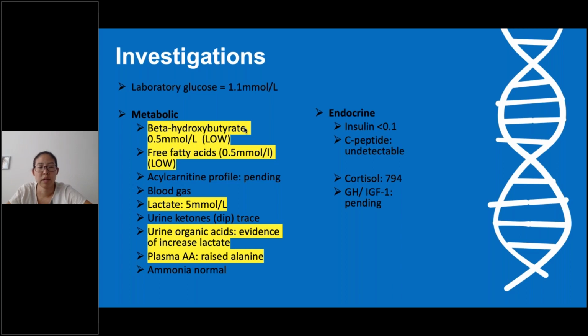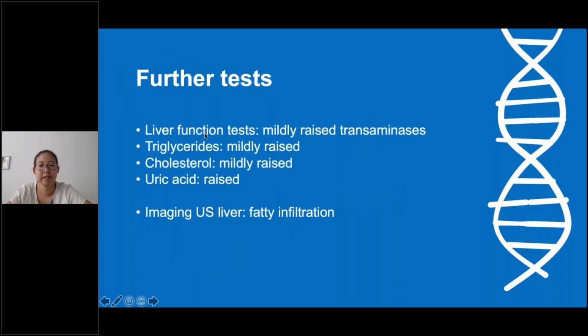So right now we have a child who has short fasting tolerance, hypoglycemia with high lactates, and that's all you know so far. So we did more tests, the second line tests. The liver function test shows mildly raised transaminases. The triglycerides and the cholesterol are mildly raised, and the uric acid is raised. And then you did some imaging of his liver, and it shows fatty infiltration as well.